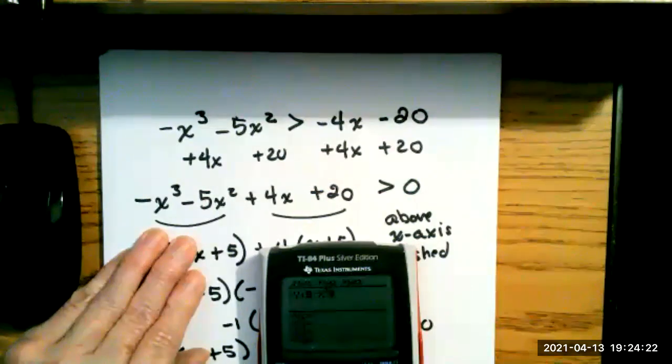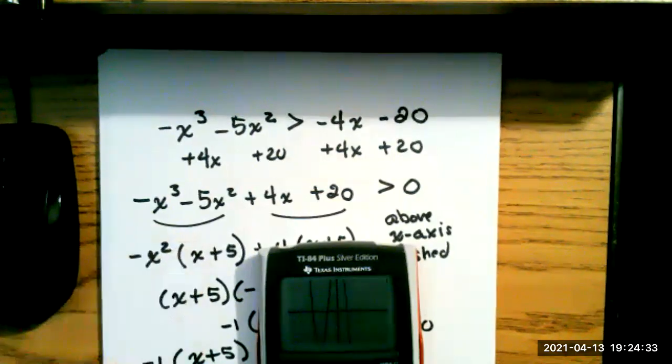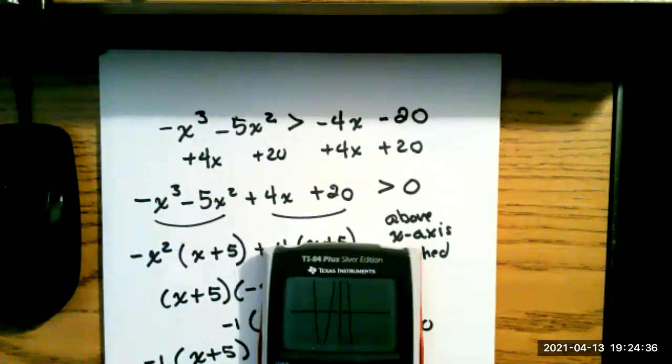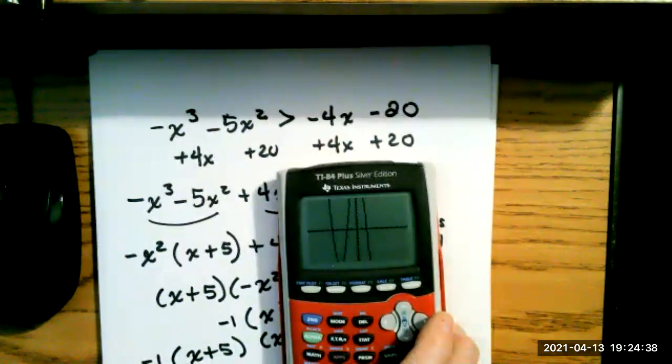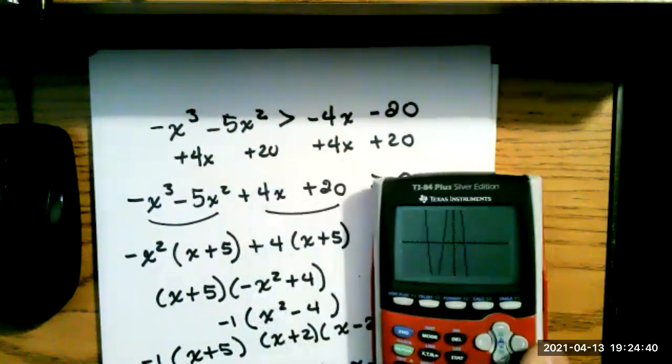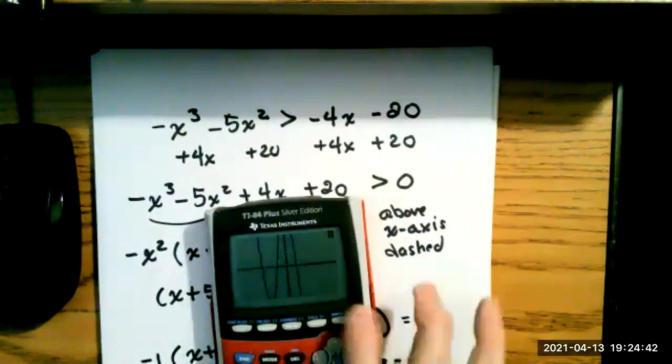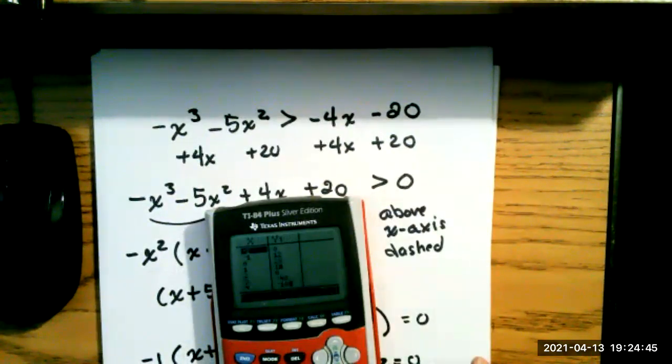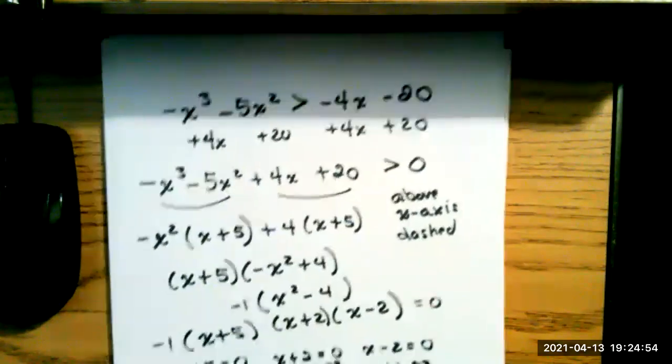Negative x cubed minus 5x squared plus 4x plus 20. I'm going to graph it and see if it looks kind of like what I think it's going to look like. Yep, looks like a cubic curve there. It's crossing at negative 5, negative 2, and 2. If I want to double check, negative 2 is 0, negative 5 is 0, and 2 is 0. So those are correct values.